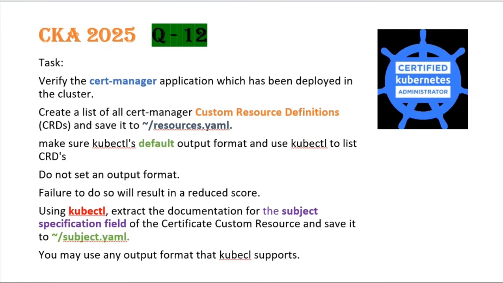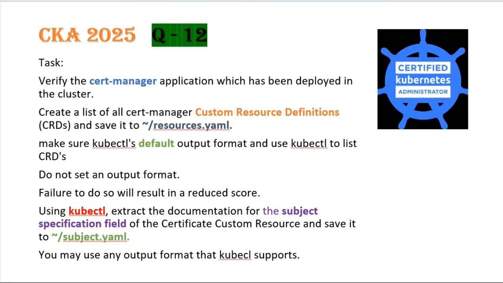The question says we need to verify the cert manager application which is running in our cluster, and we need to list the CRDs of the cert manager application, and save them into a resource.yaml file. The condition here is that we need to make sure to use the kubectl default output format; we don't want to set any other format. Simply use kubectl get crds and save it to the resource.yaml file. It does not require any format to be set.